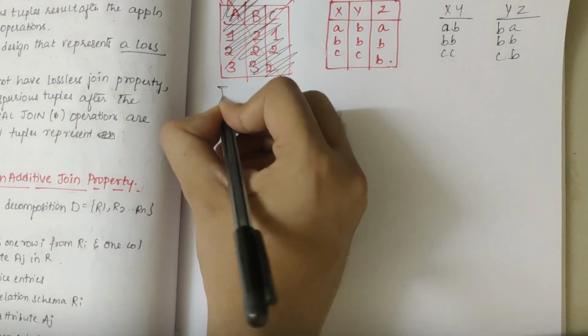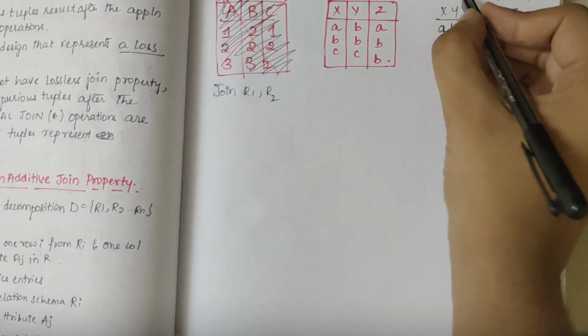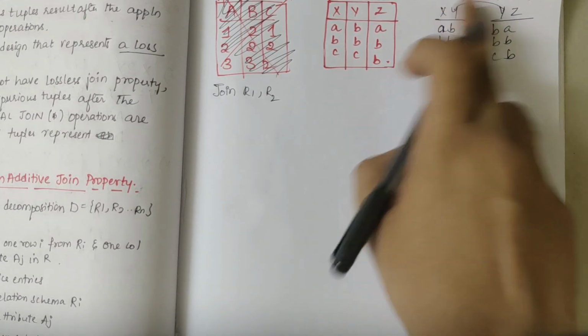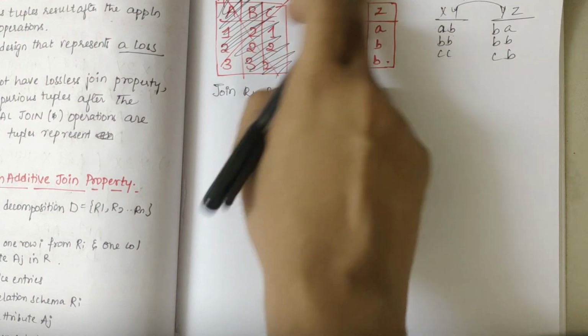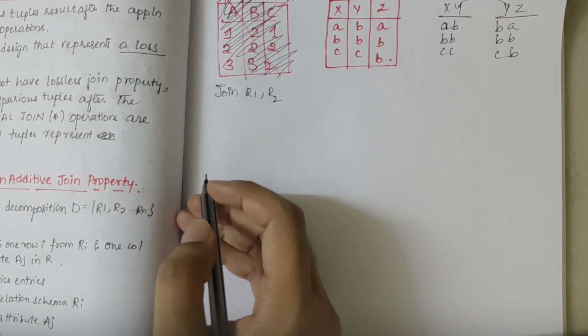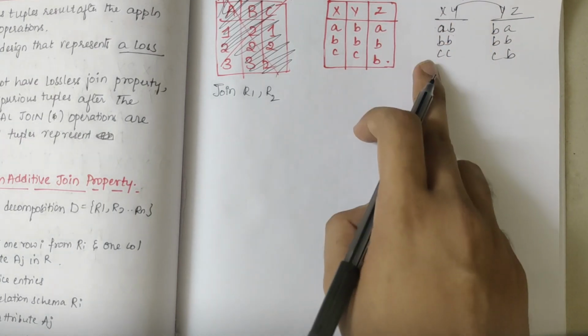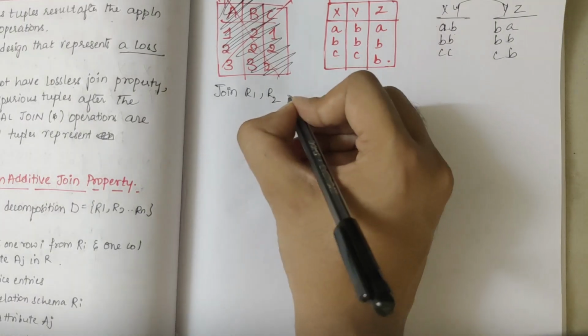Now, if I have to join R1 and R2, I should make use of Y, because Y is the common attribute here, right? So with the help of Y, I can join X, Y and Z again, and I'll get the same relation again. So whenever a query is raised which requires values of X and values of Z, I make use of Y. So let's consider an example.